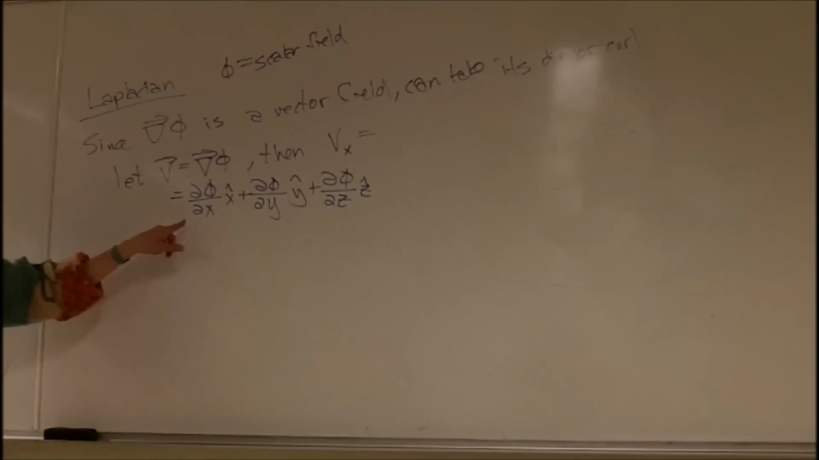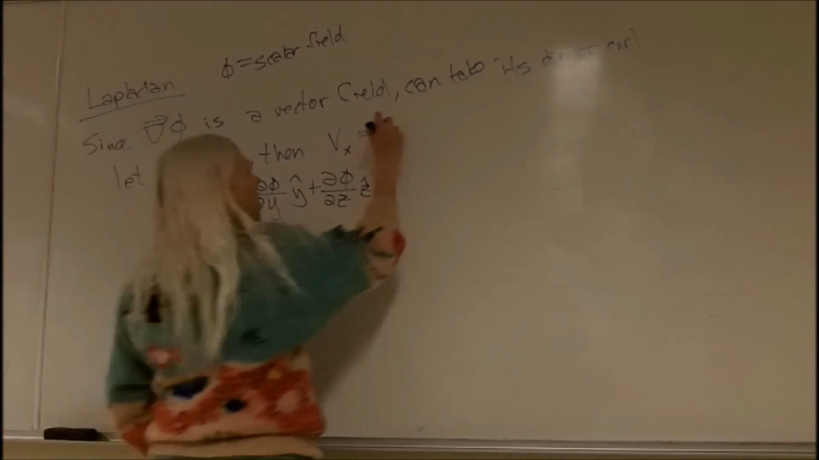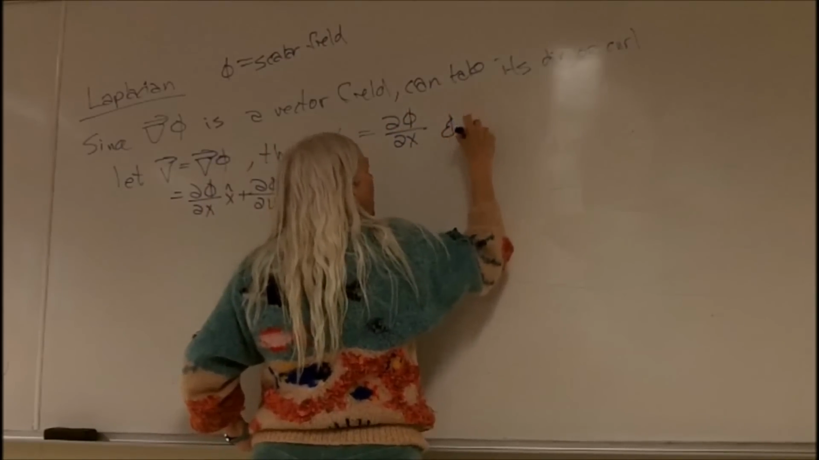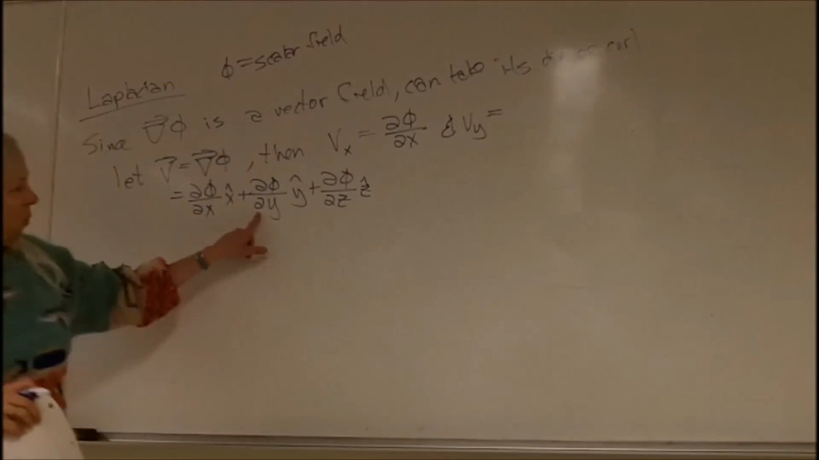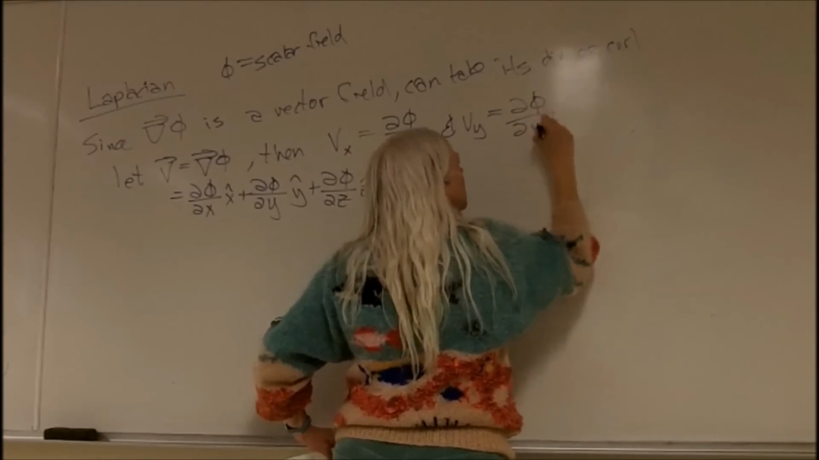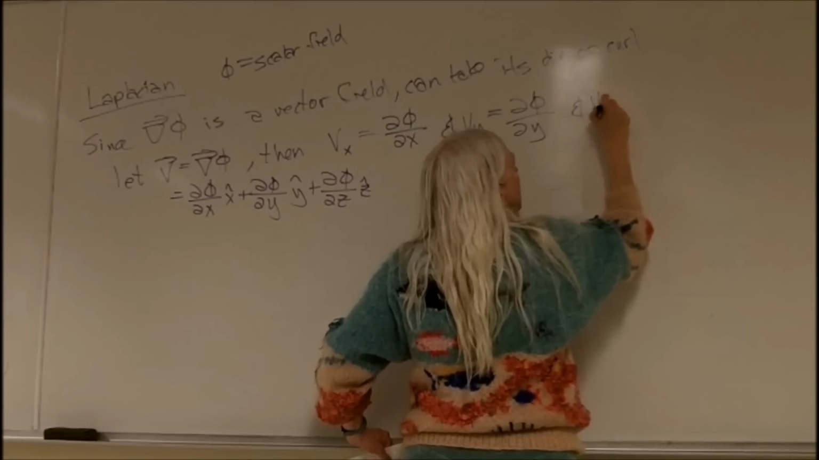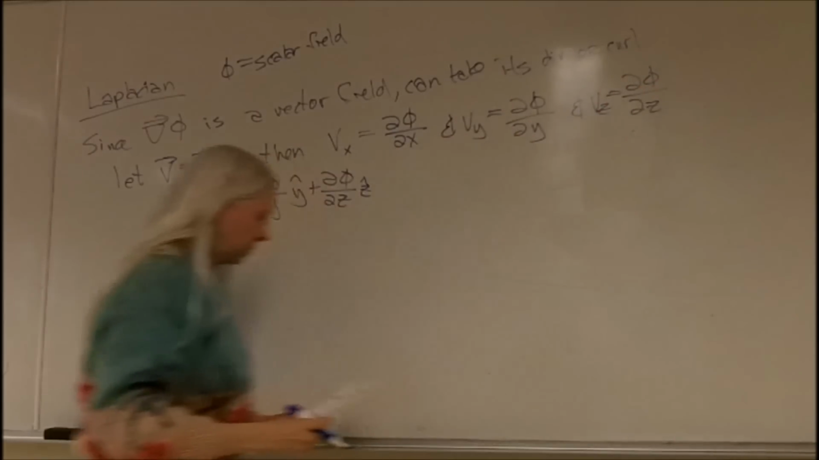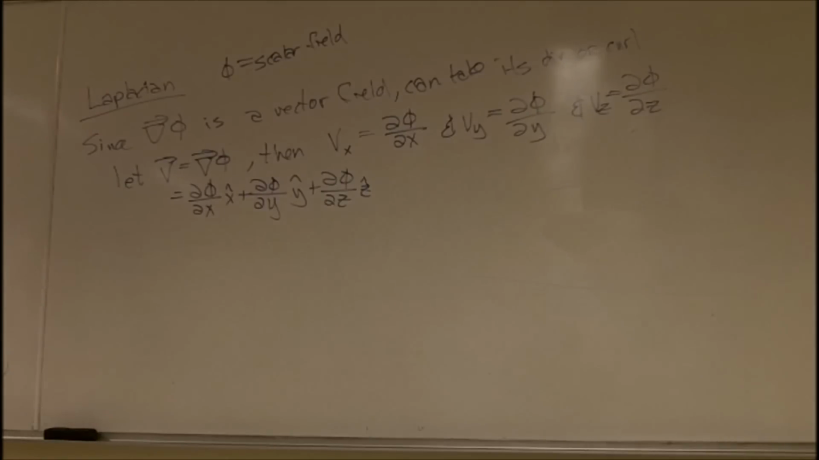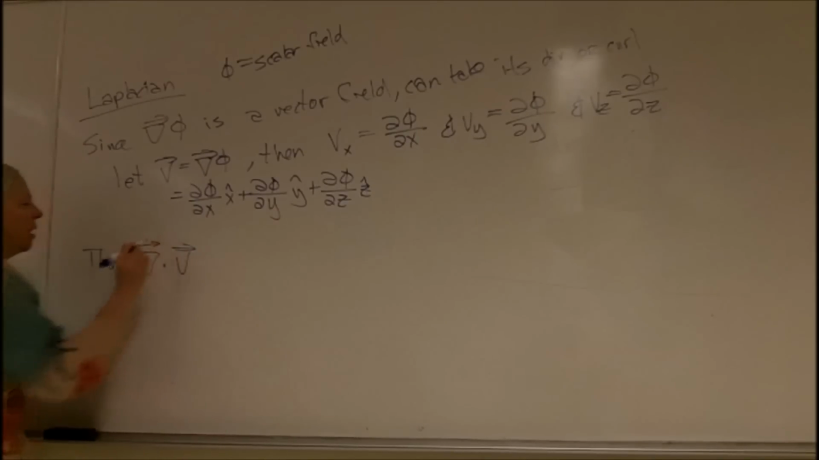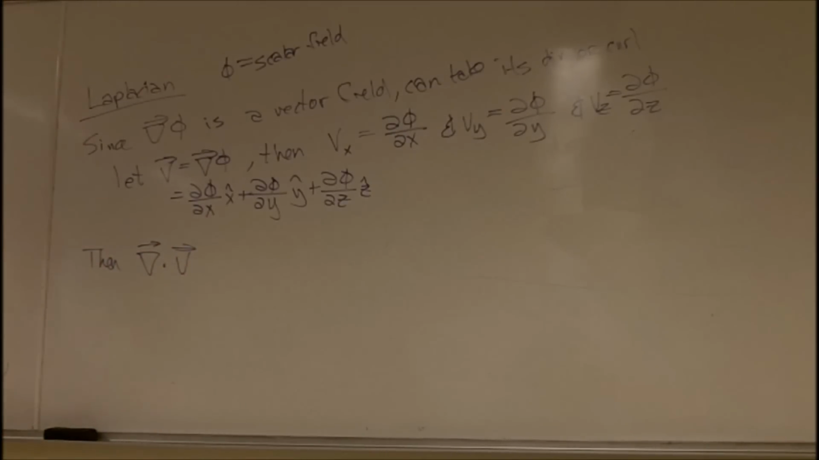So v sub x is the coefficient of the x hat, namely d phi dx. And v sub y is the coefficient of the y hat unit vector, in other words, d phi dy. And v sub z is the coefficient of the z hat unit vector, namely d phi dz. So let's now do the divergence of V. Okay?